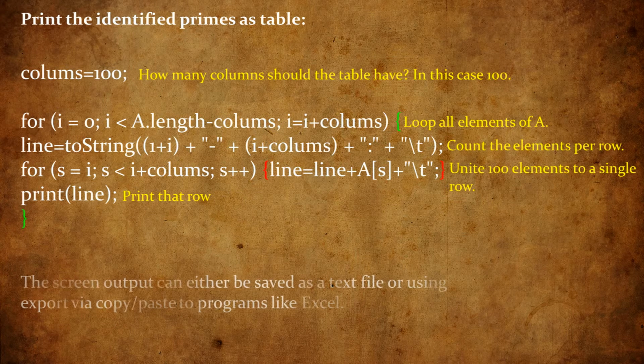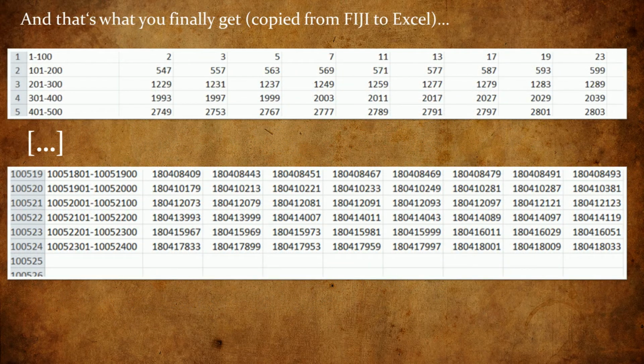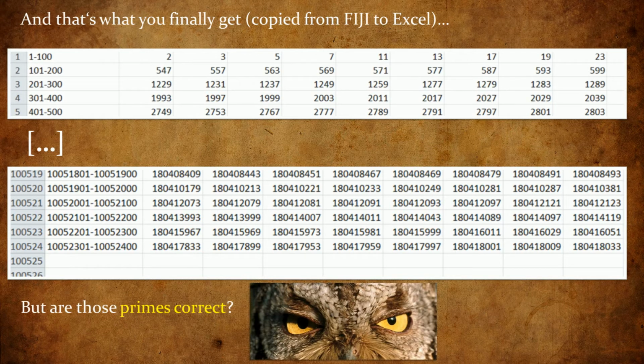The screen output can either be saved as a text file or, using copy and paste, brought into programs like Excel. And what you get looks like this. Here are the results copied from FIJI to Excel. Important question: are those primes correct?